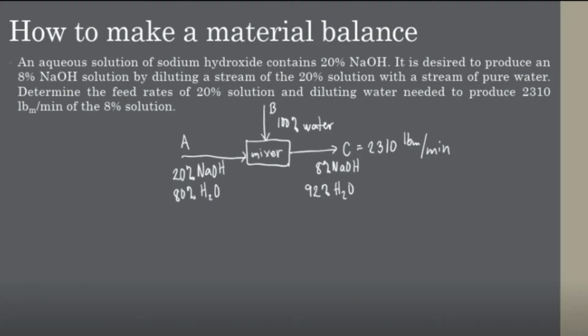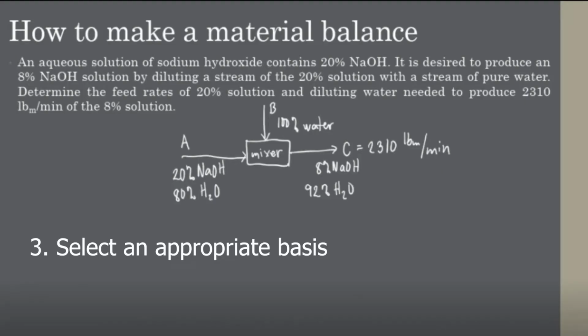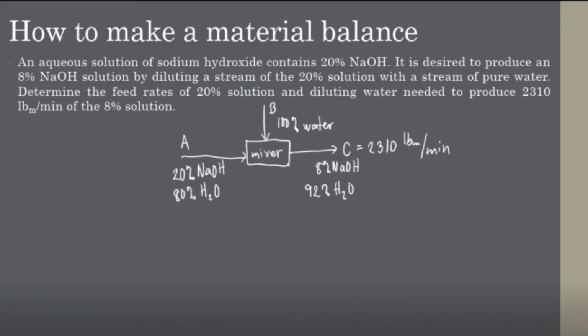Now let's proceed to step number 3. Step number 3 is select a basis. We have talked about selecting a basis in our previous lesson, and in this case, you may want to select a basis that would benefit your problem-solving approach. For example, if you are given a flow rate, be that a mass flow rate, volumetric flow rate, or molar flow rate, a very sensible basis is to assume whatever's the denominator units of that flow rate.